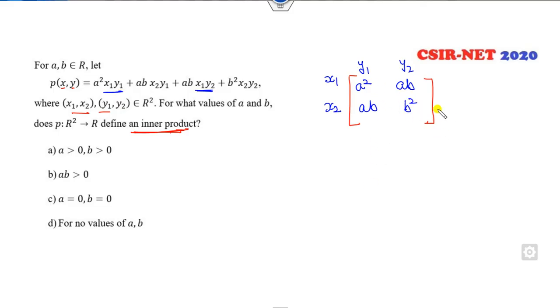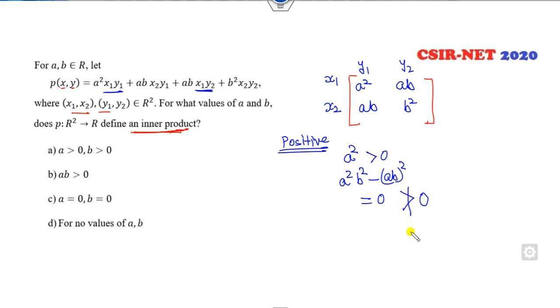So you are unable to find the eigenvalue as quickly, so I can apply the positive definite test. We will check for the positive definite. The first value is a square, which is always greater than 0, irrespective of whether the value is positive or negative. The second value is a square b square minus ab whole square, which is 0. It is not greater than 0. So this is true for all a and b, which can never be greater than 0.